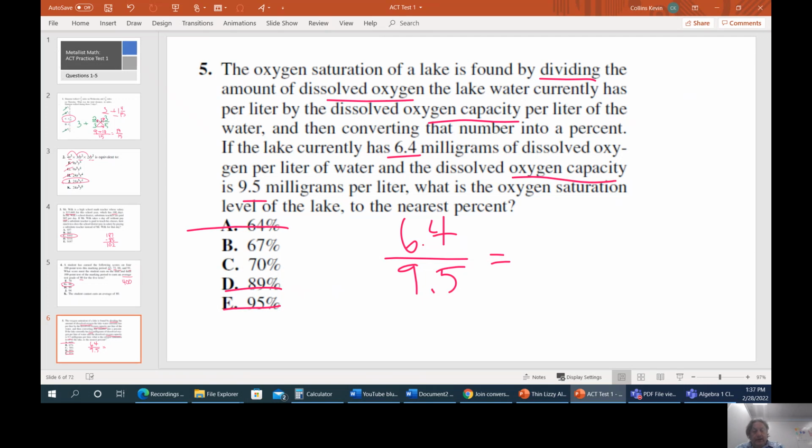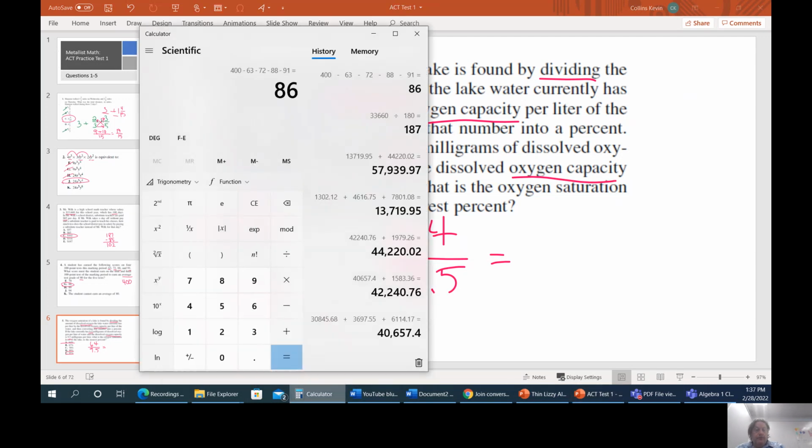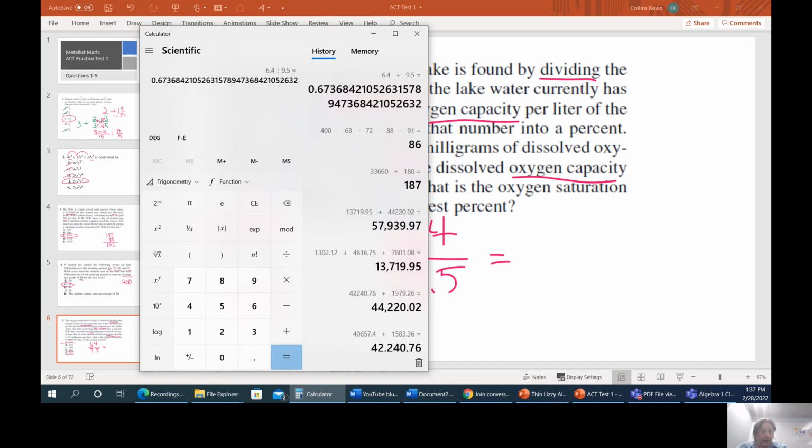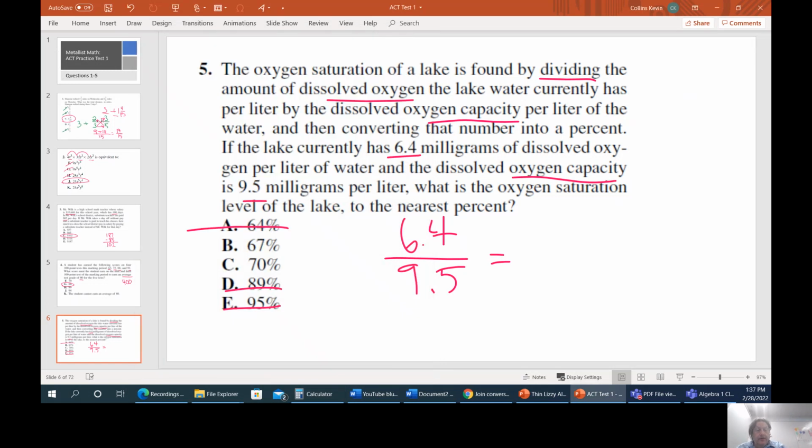But again, break out your calculator and clear it out. We go 6.4 divided by 9.5, and we get about 0.67, blah, blah, blah. So that would be this one. Like I say, you just kind of plow through and find your numbers. This one pretty much told you what to do.